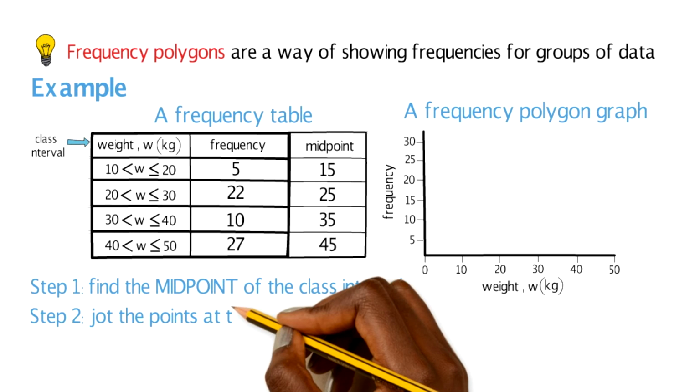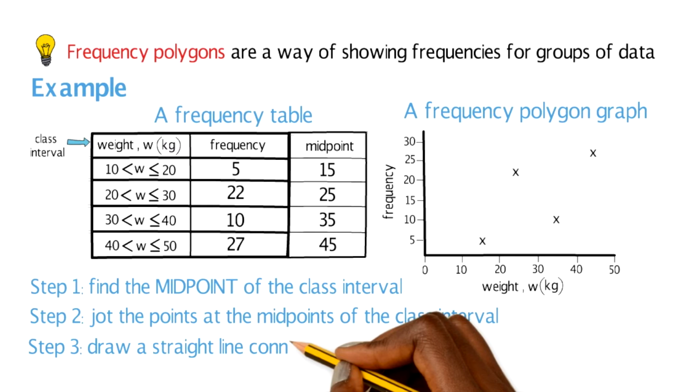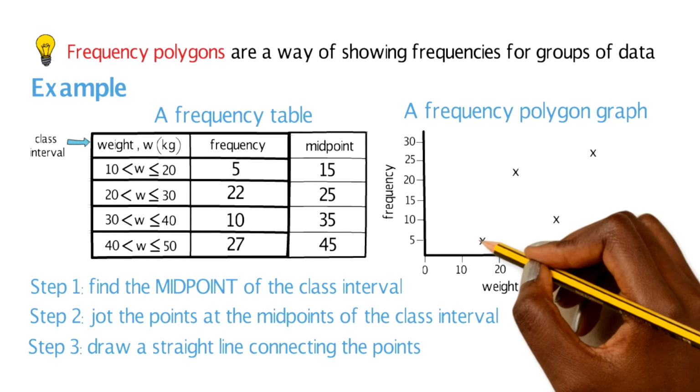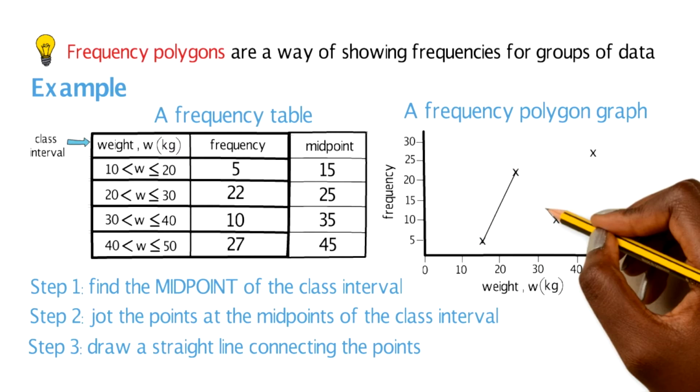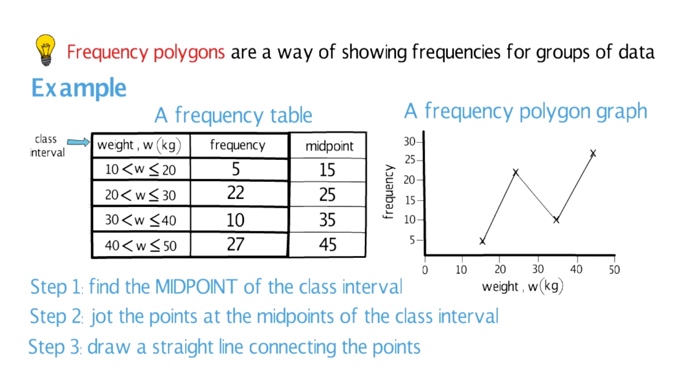Step 2 is that you're now going to plot the points onto the graph, but you need to plot them at the midpoint of each class interval and the frequency. So notice now when we're plotting it on the graph, we're plotting it at the midpoints and the frequency of that class interval. Then you're just going to draw a straight line to connect all the points. And this is why we call it a frequency polygon, because it looks like a shape.